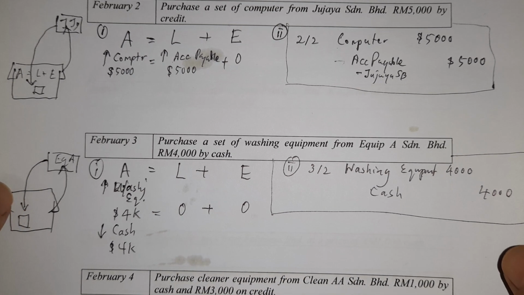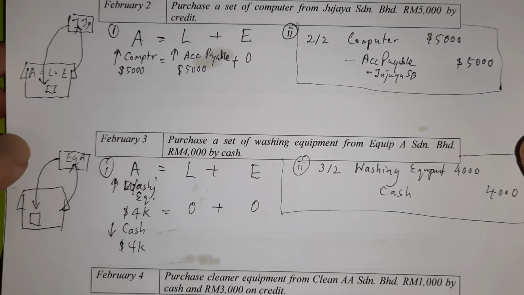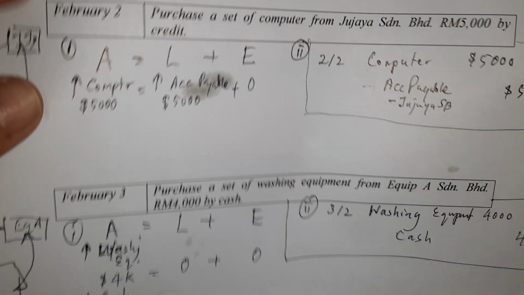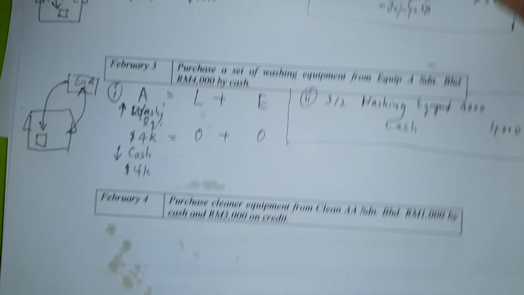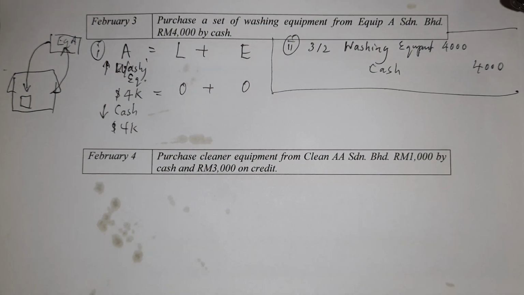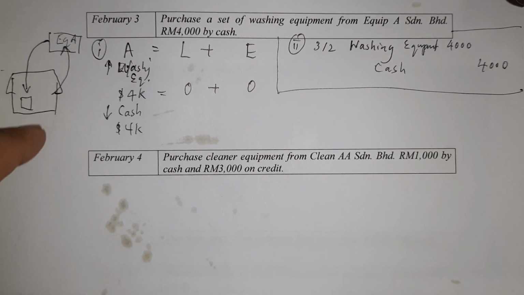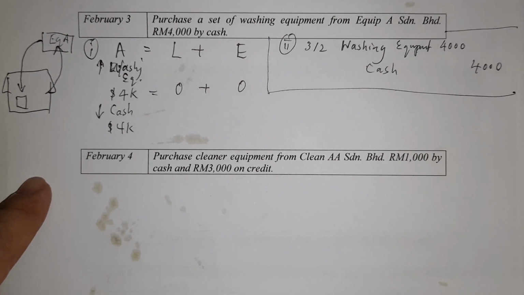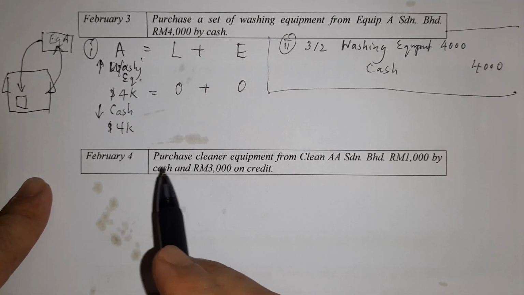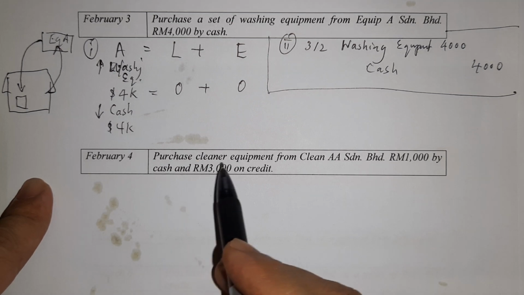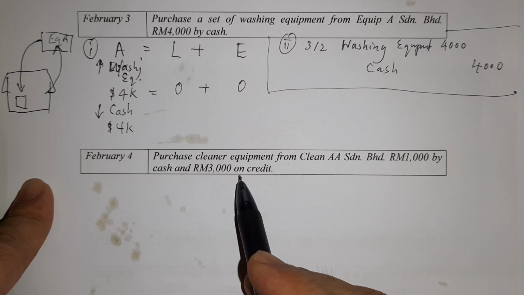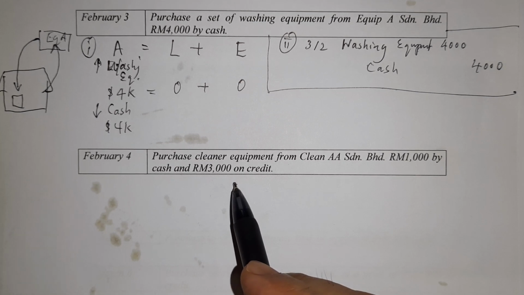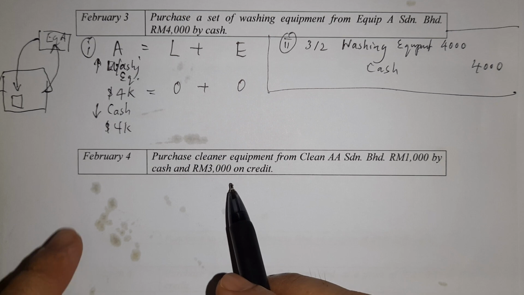Okay, now see the next transaction is this one. Okay, the last transaction in the first page is this one. Okay, on the 4th of February, the business purchases cleaner equipment from Clean AA Sdn Bhd, 1,000 by cash and 3,000 on credit. So what is the thing that happened to the business?